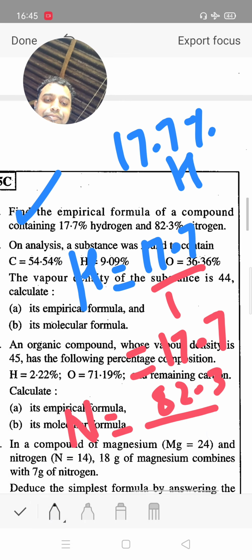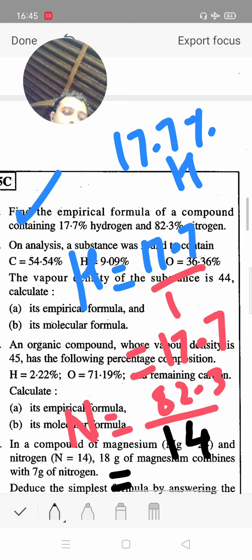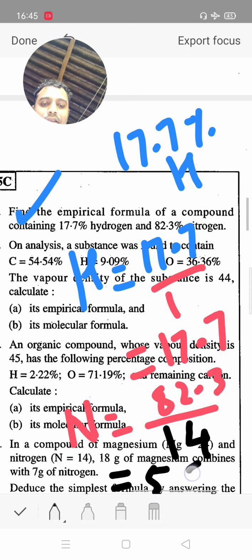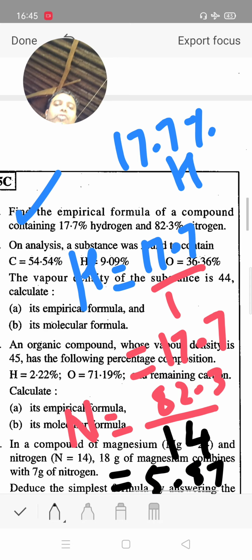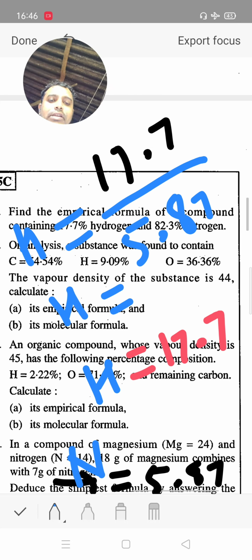The atomic mass of one nitrogen is equal to 14. Then we get the value of 82.3 upon 14 is equal to 5.87. Now the upper value is 17.7 for hydrogen and the lower value is 5.87 for nitrogen. Then we calculate the simplest ratio using the smallest value. Hydrogen has 17.7 and nitrogen has 5.87, so 5.87 is the smallest value.